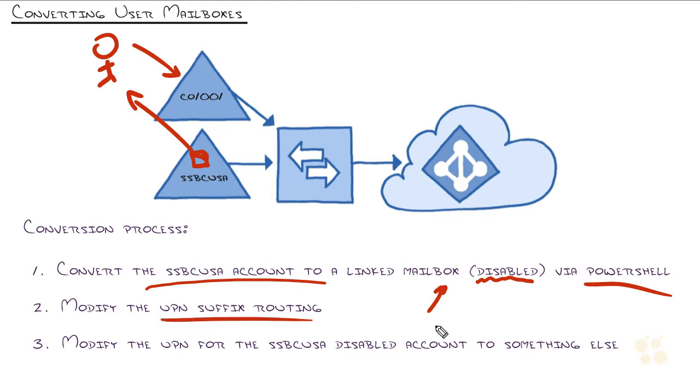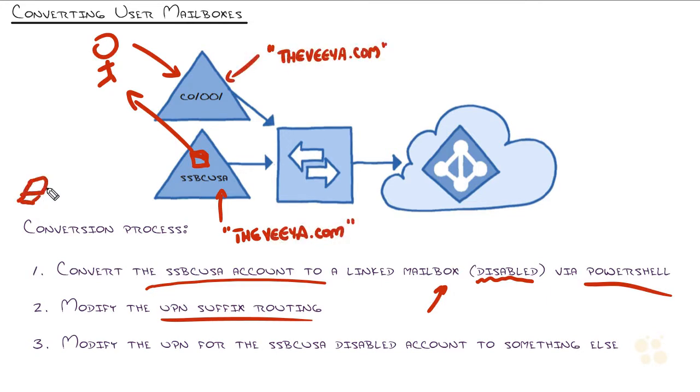Then we're going to modify the UPN suffix routing. This is one you won't find in the Microsoft documentation anywhere because what we're doing is a little unique. Right now, SSBC USA believes it has responsibility for thevia.com, and so does CO1001. So when I'm sitting out here using my laptop with Outlook and I come in and attempt to authenticate, I want to make sure SSBC USA knows, forward the authentication request up here. Don't believe that you have responsibility for it. So that's the process of modifying UPN suffix routing.